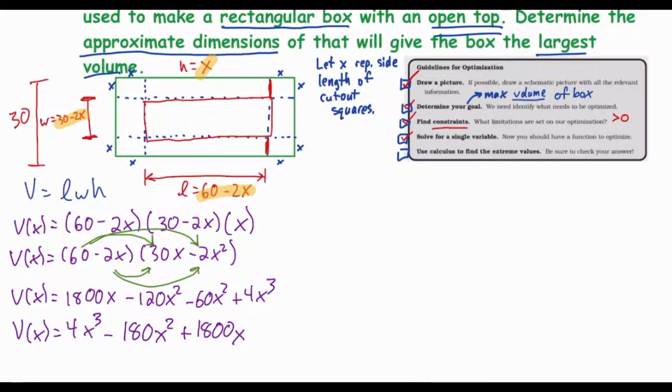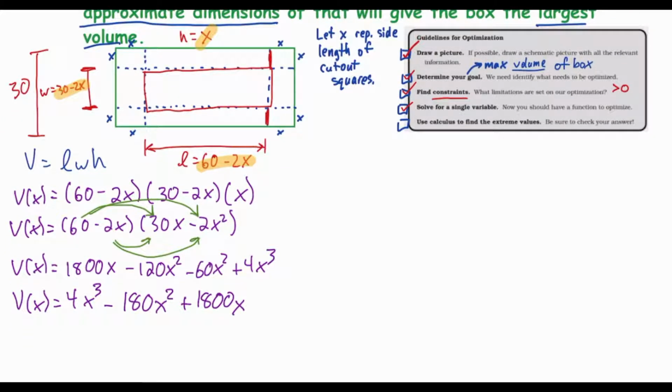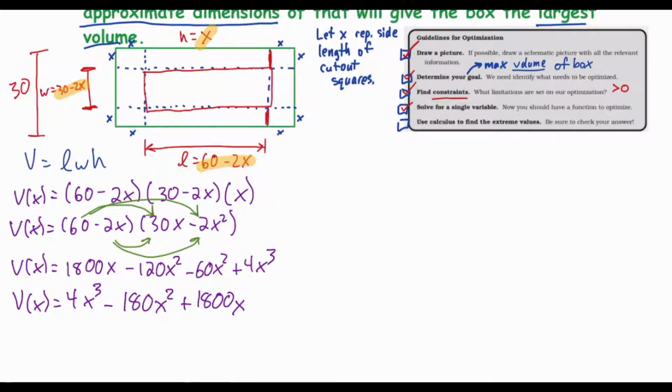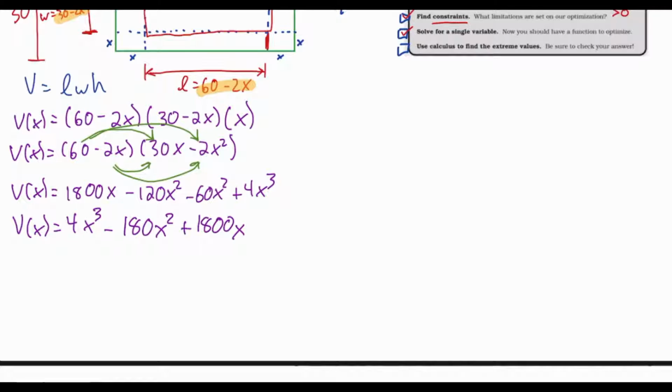And do we need calculus here? Yes, because we're trying to maximize something. I want to find a maximum value. So in order to find my maximum, I'm going to set my derivative equal to 0 and work with those values. So I think we have room to do that here. So we're going to set our function derivative equal to 0. So let's find our derivative. V prime of x is equal to 12x squared minus 360x plus 1800.